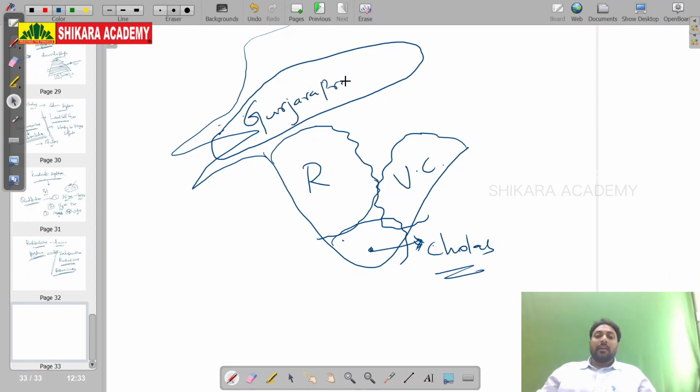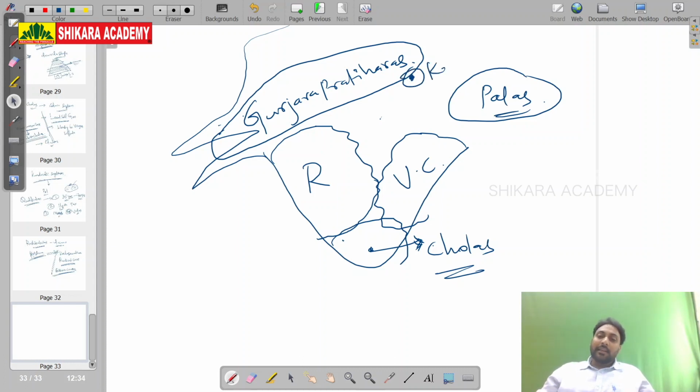Gurjara Pratiharas, all of them Rajputs. Bengal was ruled by Palas. The Gurjaras' capital city was Kannauj. Remember, from Gujarat, Rajasthan, Haryana, Delhi, UP, the Gurjara Pratiharas had the biggest Rajput kingdom, with Kannauj in UP as the capital city. The Palas in Bengal were a small kingdom, and the Rashtrakutas were powerful in the Deccan.